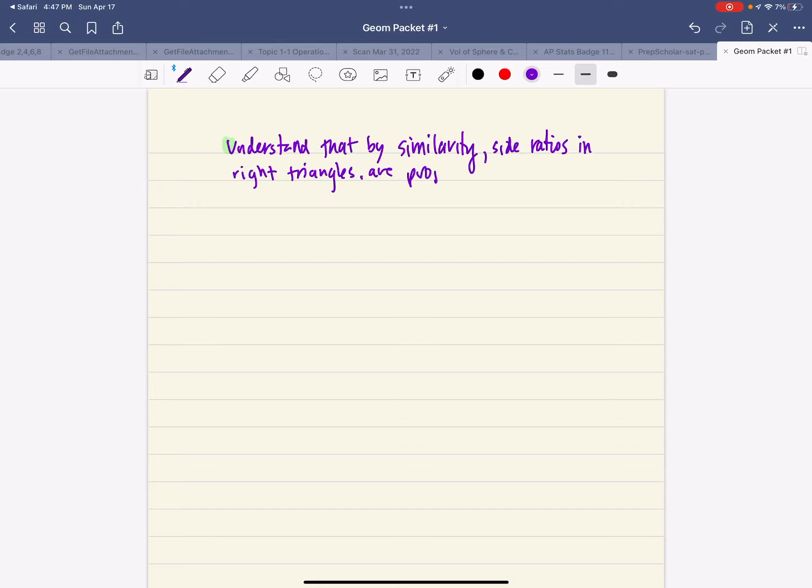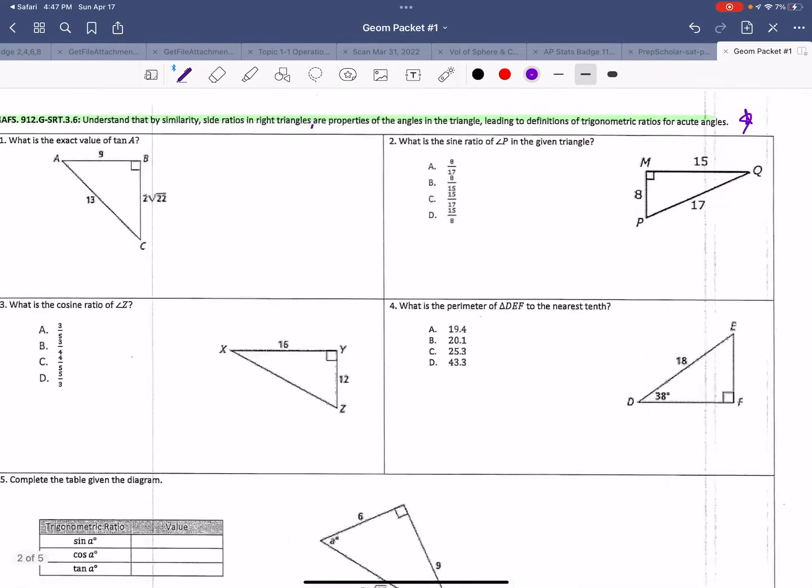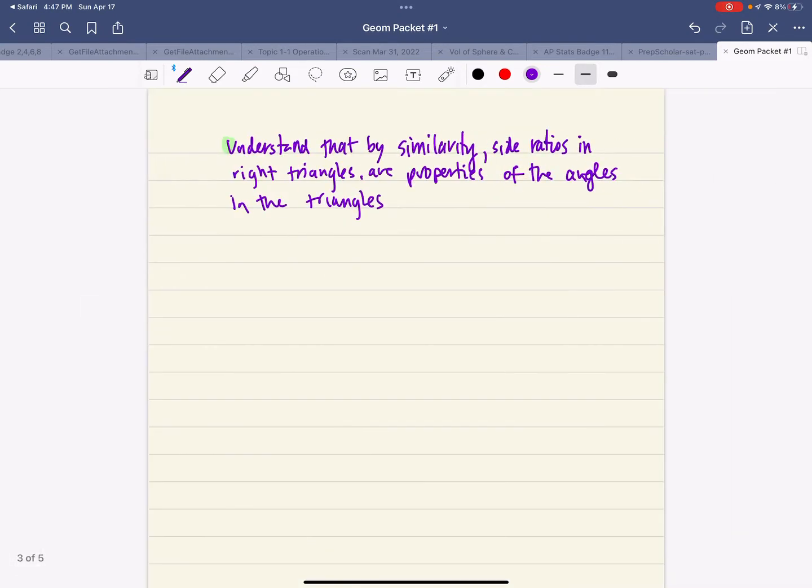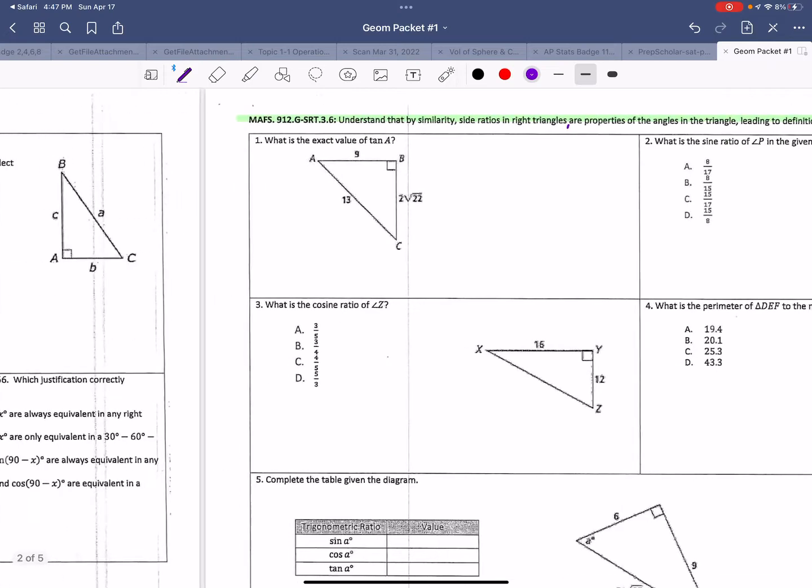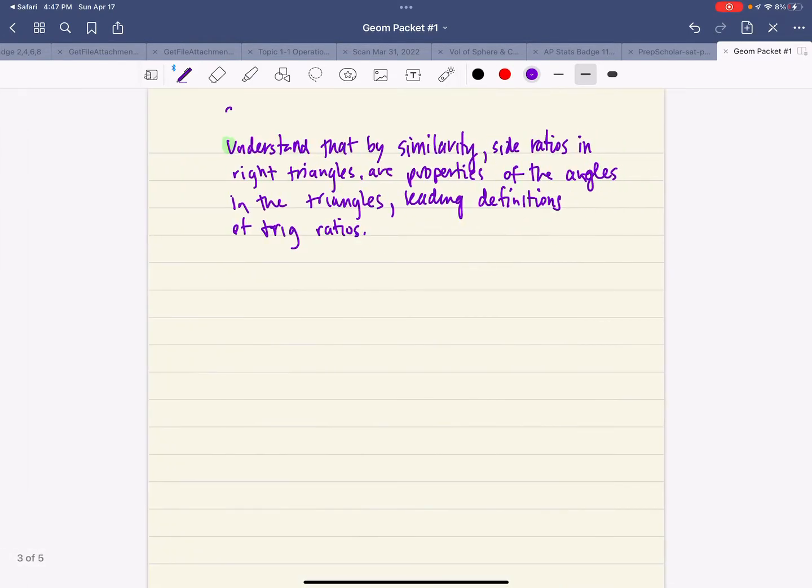Leading to definitions of trig ratios for acute angles. So SRT 3.6. All right. So in our notebook, we've added in our learning goal.